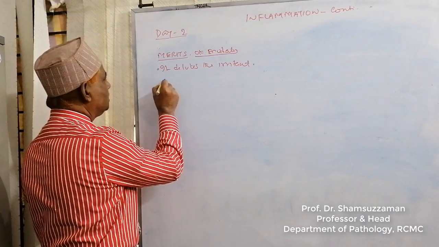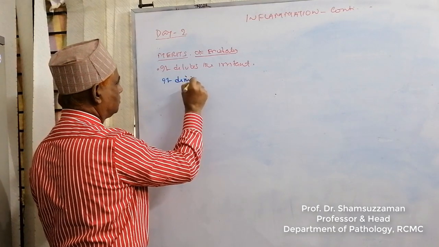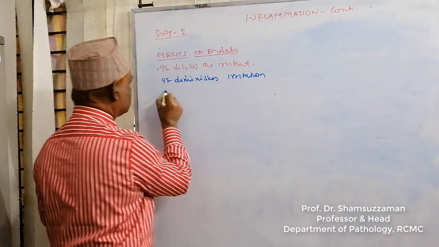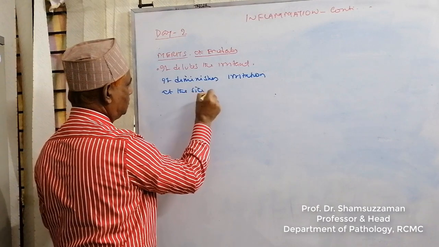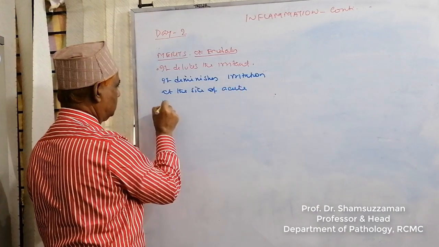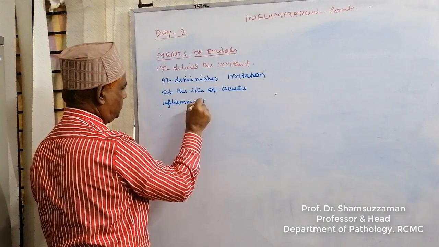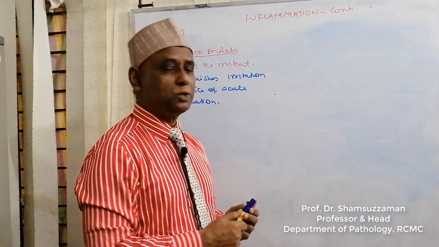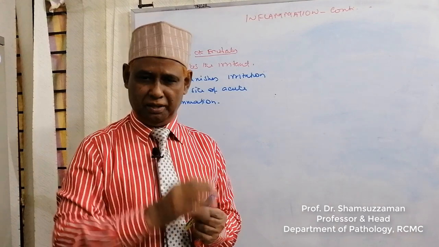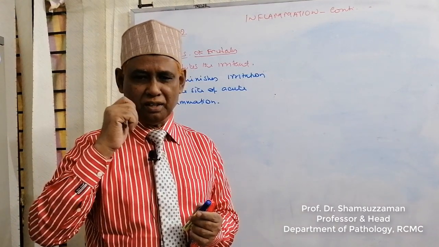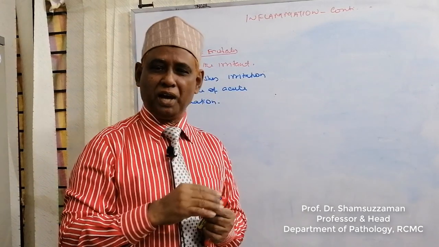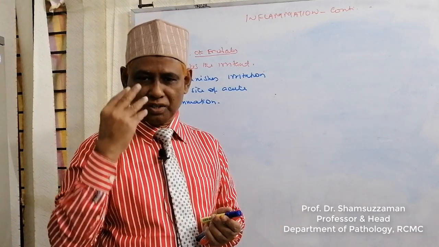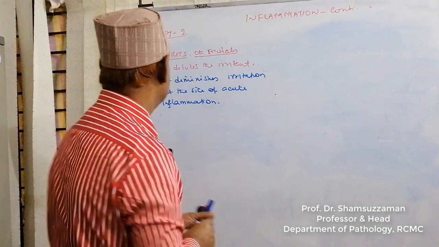So it diminishes irritation at the site of acute inflammation. Dear audience, we can give an example. If anybody is exposed to foreign particles or dust on the eye, there will be irritation. And when there is watering from the eye, this watering is nothing but exudate, there will be diminishing of the irritation. So it dilutes irritants in the eyeball and diminishes the irritation.